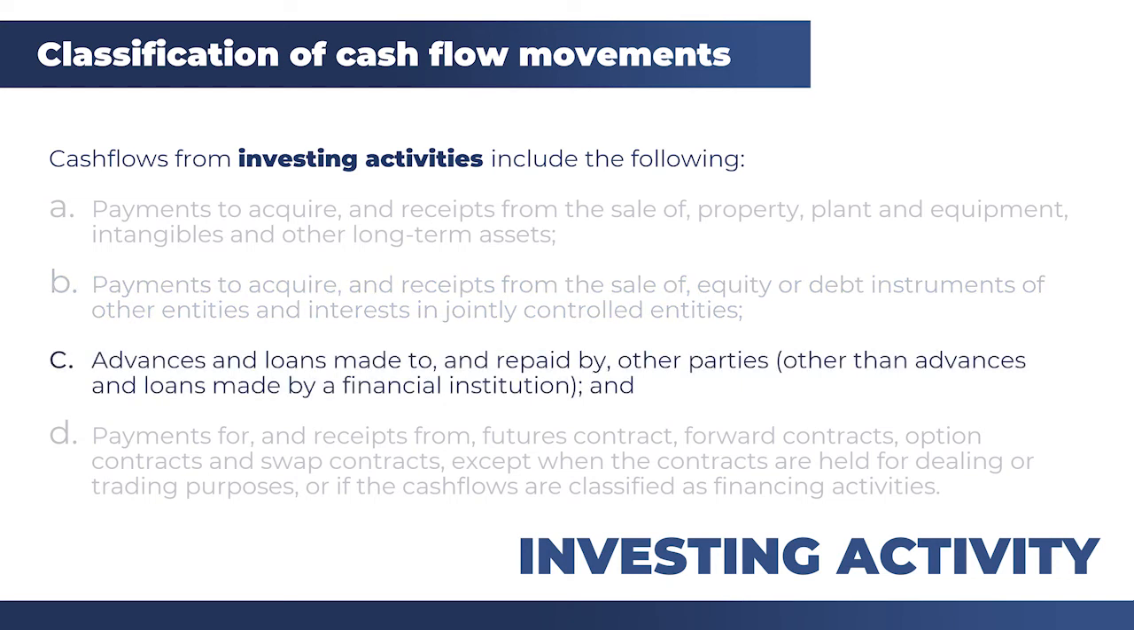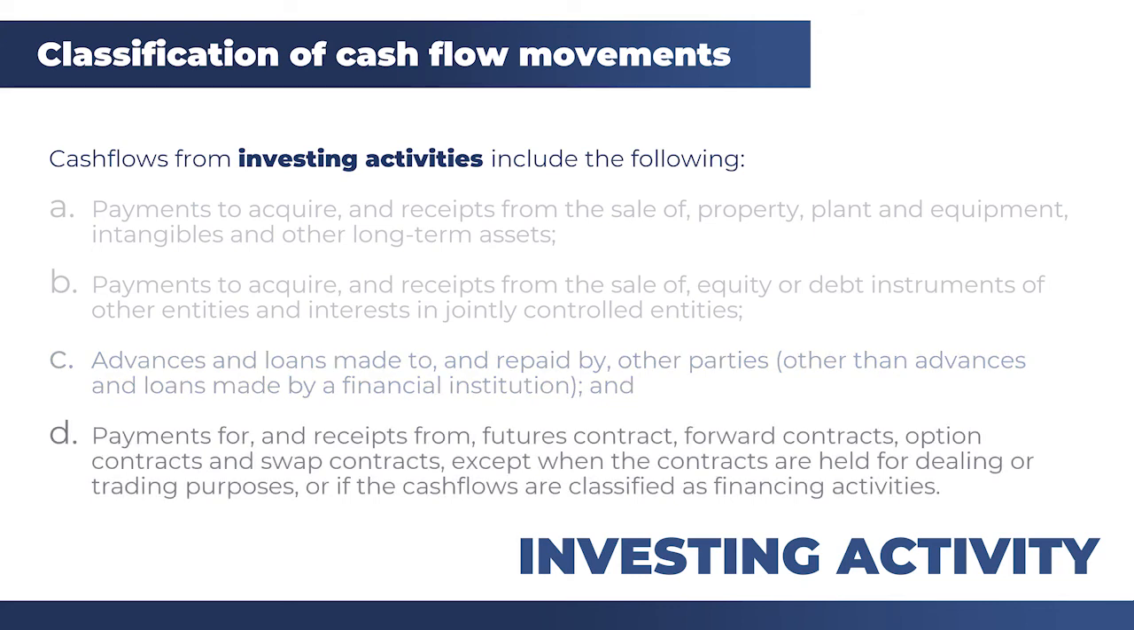Advances and loans made to and repaid by other parties, other than advances and loans made by a financial institution. And payments for and receipts from futures contracts, forward contracts, option contracts, and swap contracts, except when the contracts are held for dealing or trading purposes, or if the cash flows are classified as financing activities.